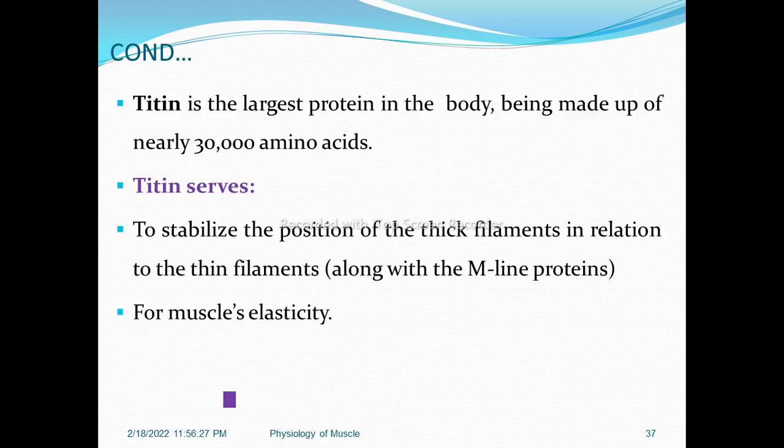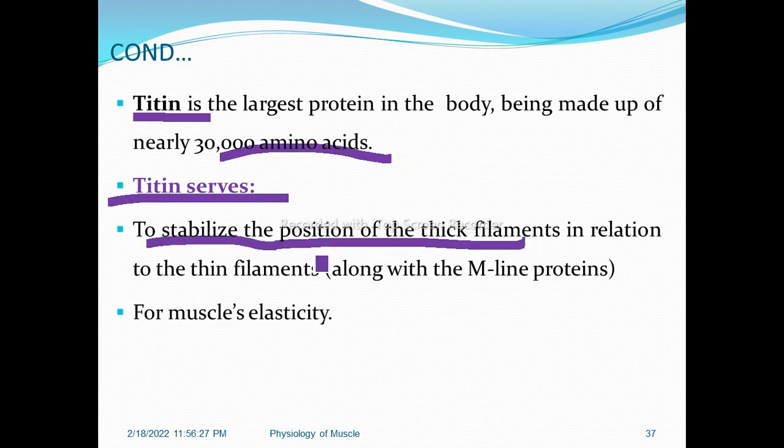called A bands. Titin is another protein. It's the largest protein in the body, being made up of nearly 3000 amino acids. Titin serves to stabilize the position of thick filaments in relation to thin filaments along with M line proteins, whereas titin also serves for muscle elasticity. It is a very important part.